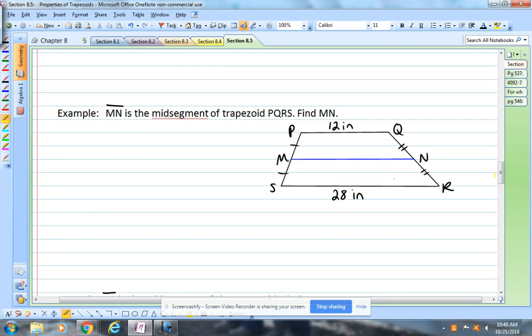There we go. All right, draw this trapezoid. They tell me that MN, which is the blue segment, is the mid-segment of the trapezoid. Find the length of MN.